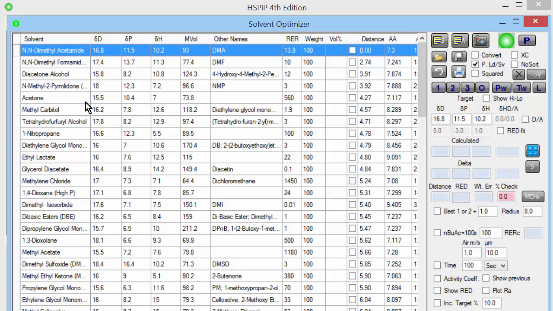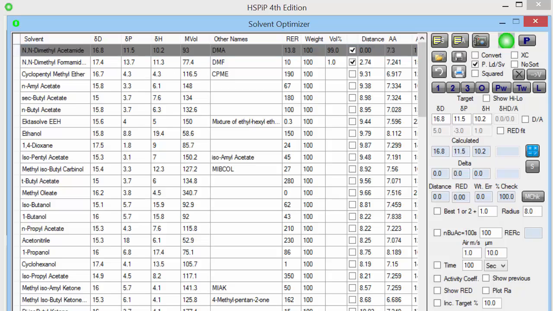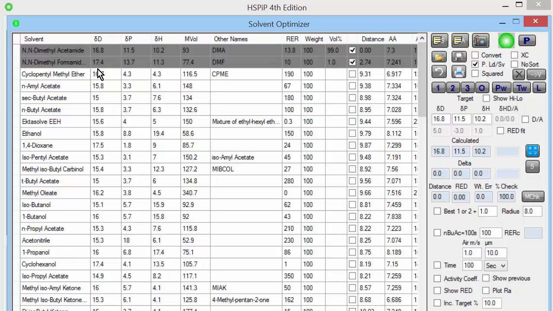So what we can do is ask what two solvents combined would be the best match to this target of dimethylacetamide. Well, if I do it now, it will tell me that 100% dimethylacetamide is the best. That's stupid. So I'll just omit dimethylacetamide and I'll omit dimethylformamide. I just control click them.